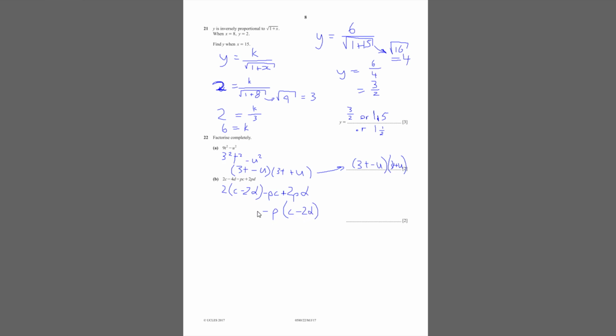So since we've got c minus 2d repeating twice, we can now further simplify the equation to 2 minus p times c minus 2d. And that is our final answer. As this, if expanded, should give us this equation here.